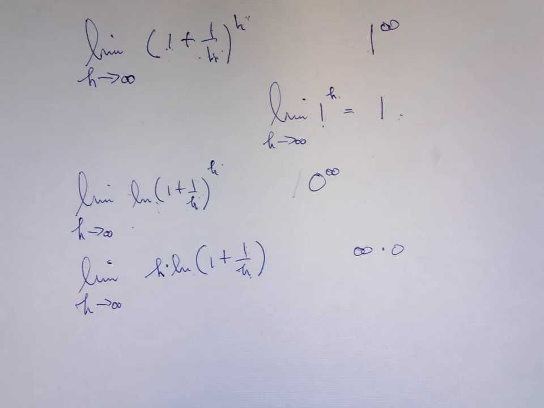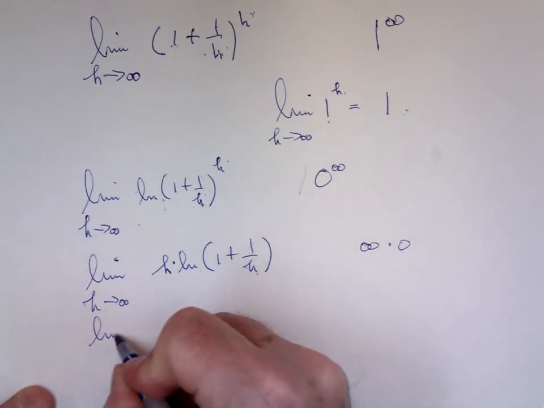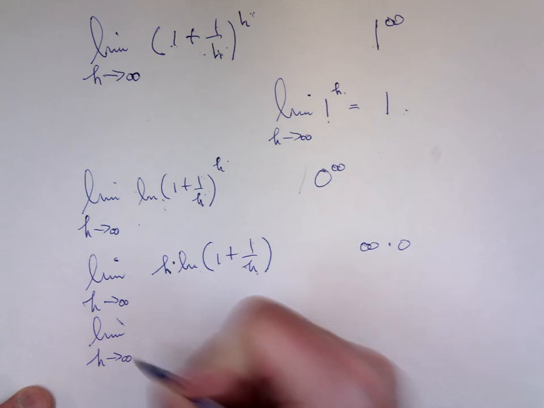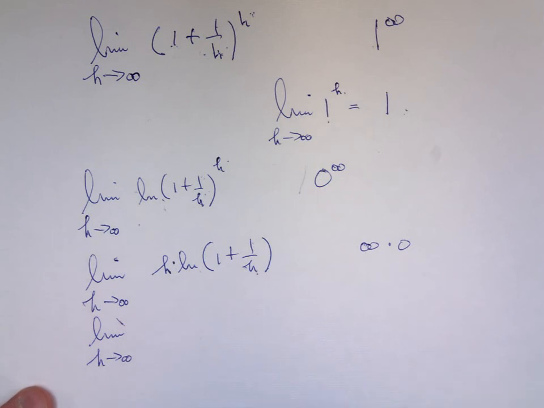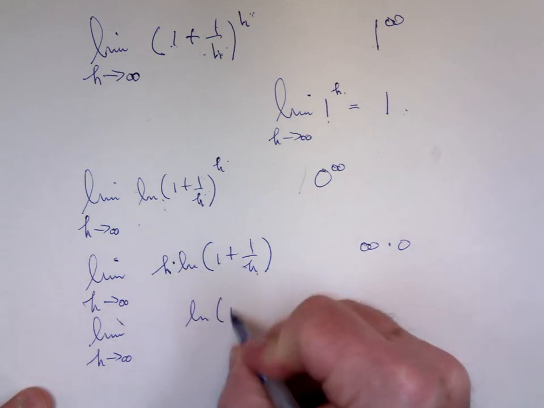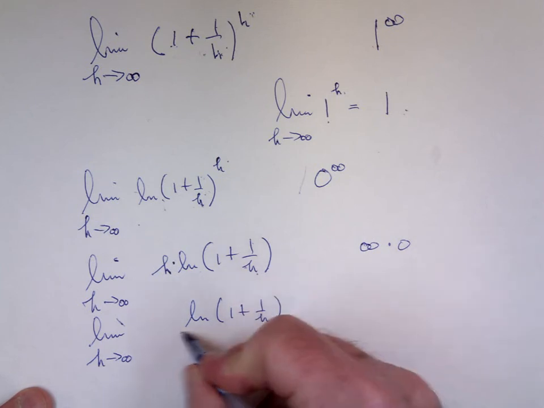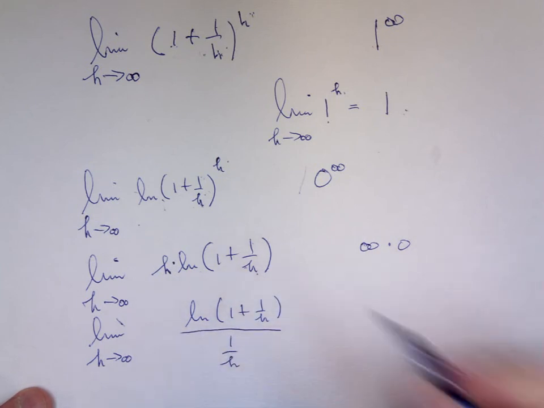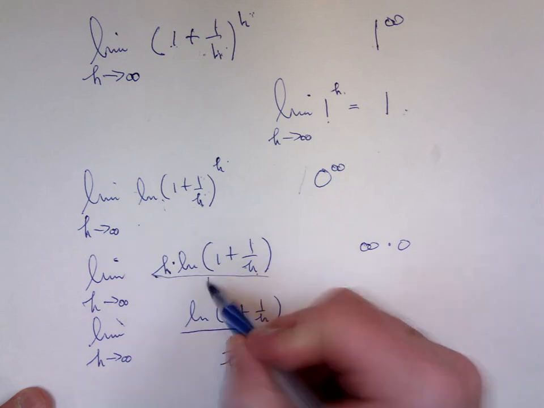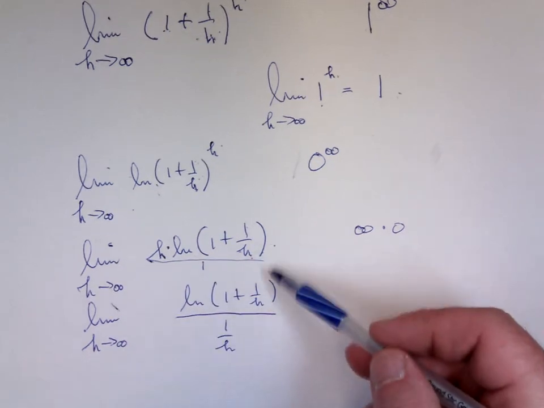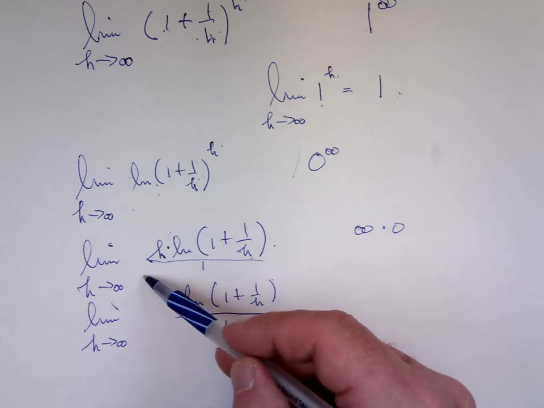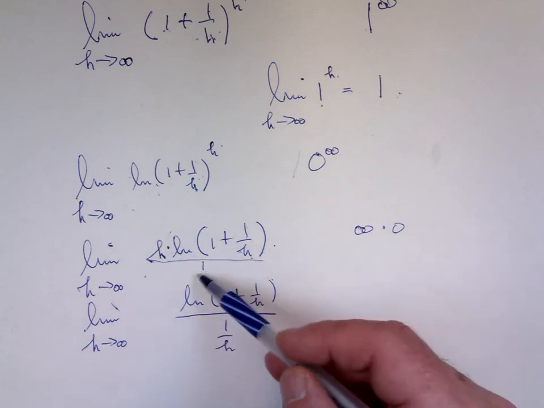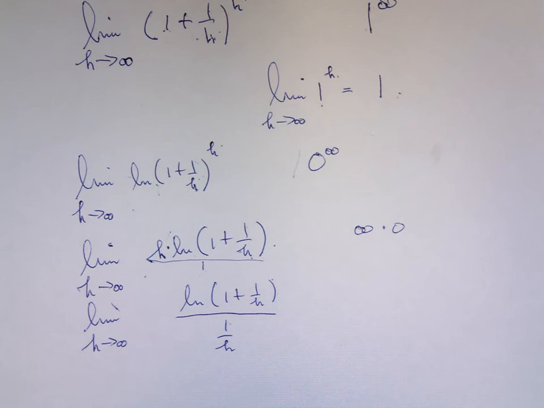But let me do one other thing. I'm trying to get this so I can use L'Hopital's. Watch this. I'm going to divide numerator and denominator by h. The denominator here is 1. That'll cancel this h, and the denominator will be 1 over h. So instead of multiplying by h, I'm dividing by its reciprocal, which is the same thing as multiplying by h.